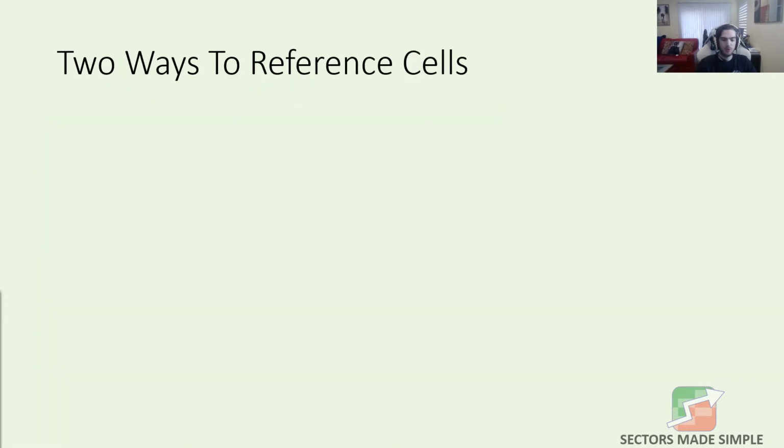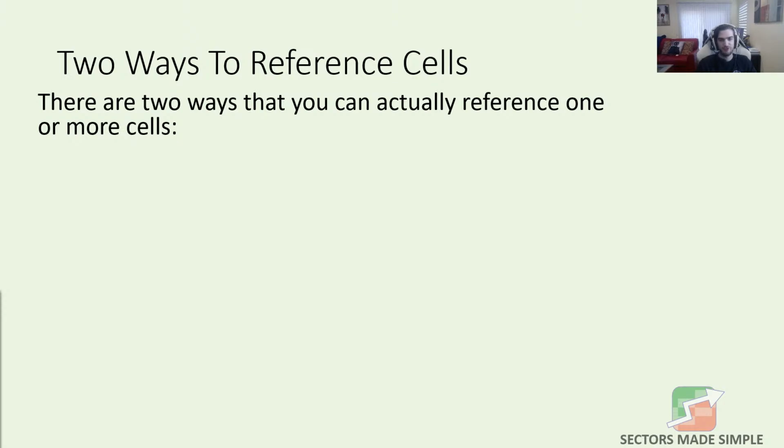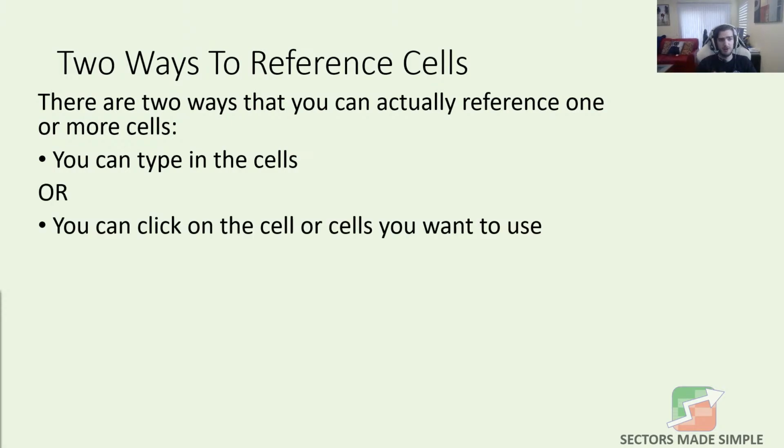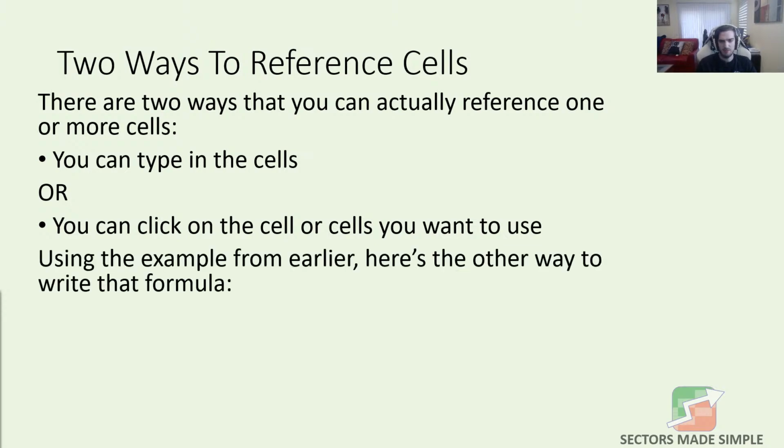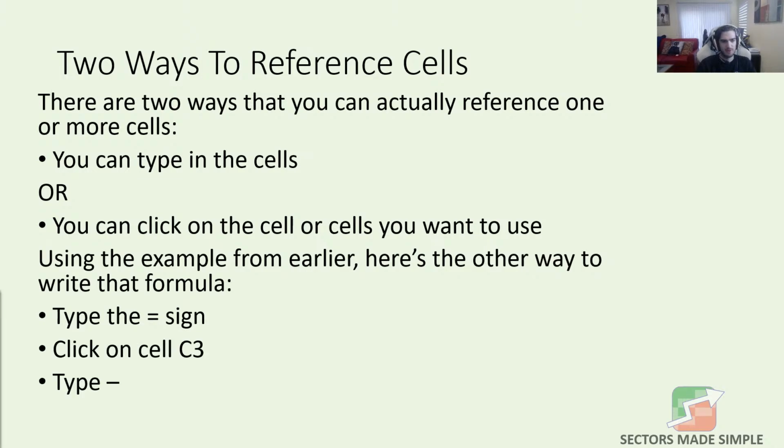And when you want to reference cells, just like I described before when we were looking at the homework, you can either type in the letter and the number, or you can click on the cell that you want to use. So again, using that example from before, here's the way you could do it. You type the equal sign, and then you can click on the cell, and then you can click on the other cell.